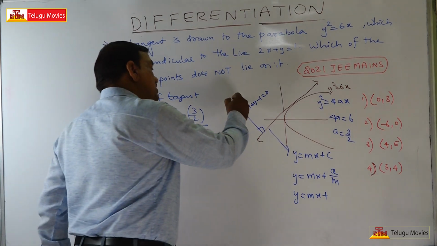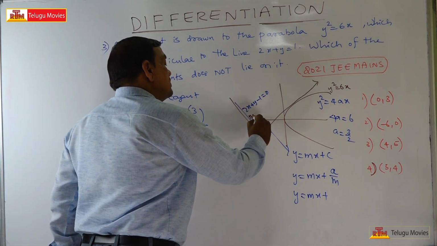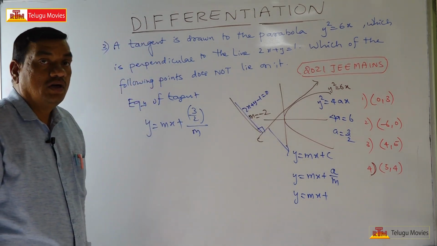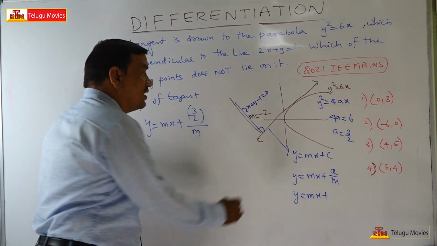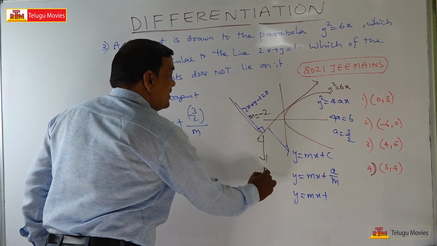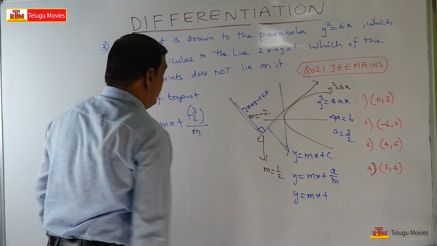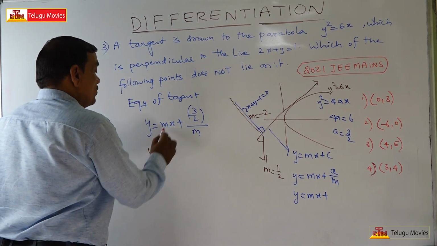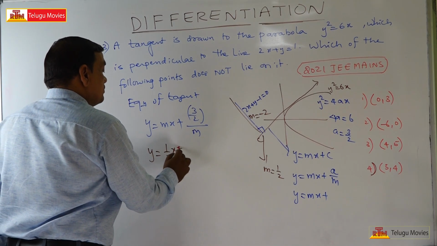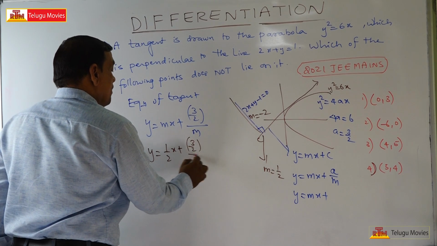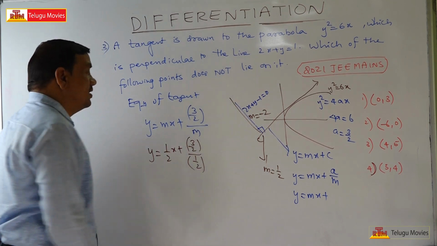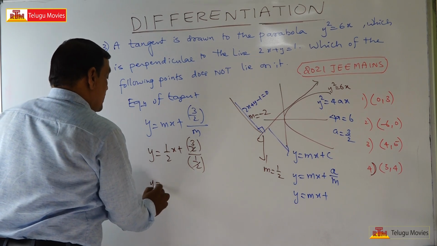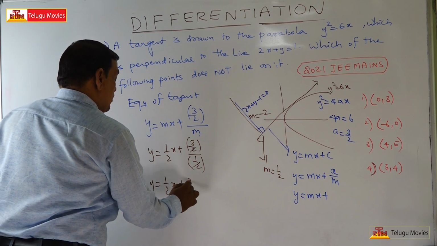So what is the slope of this normal? The slope of this normal is -2. Now since these two lines are perpendicular, what is the slope of the tangent? m = 1/2. Therefore your m value is 1/2. So y = (1/2)x + (3/2)/(1/2). The 2 will cancel. y = (1/2)x + 3.